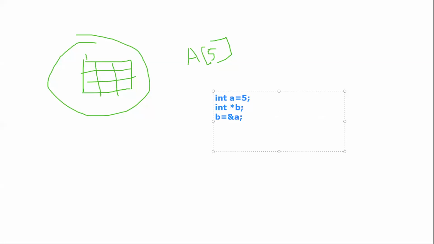For example, I am declaring another variable, a character variable, a equal to x. Then what I am doing: int star c, c equal to ampersand a. Let it be z, to avoid confusion. I am using z. So this is right. Okay, this is wrong.